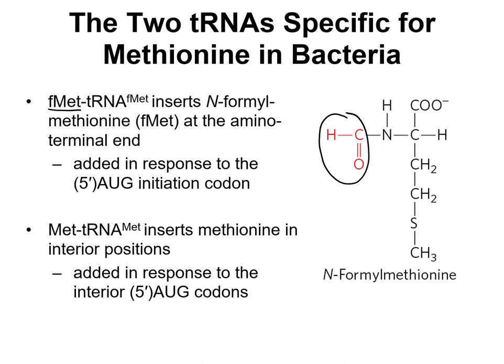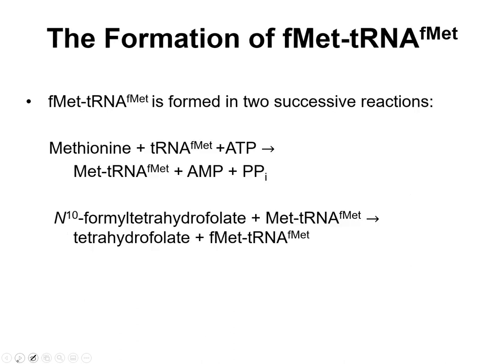So there are two different tRNAs. There's fMet tRNA, which is the formyl methionine, and that will insert at the amino terminal end. It's the very first amino acid. So this modified amino acid is formed in two successive reactions. The first one is summarized by saying that we're going to charge the tRNA that's specific for the formylated methionine. We're going to charge that with regular old methionine.